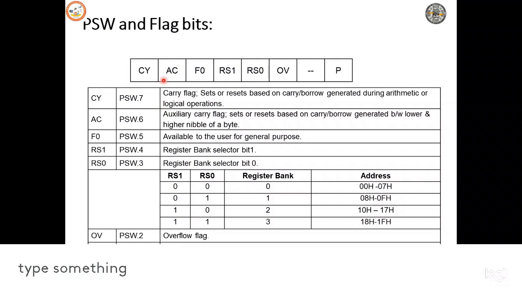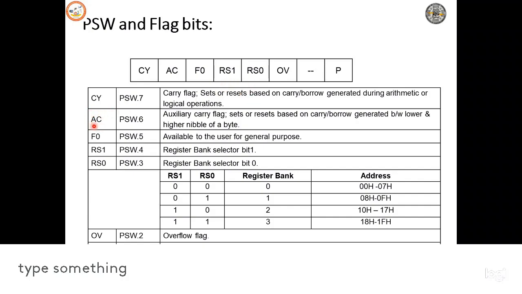When will it set and when will it reset? The carry flag sets or resets based on the carry or borrow generated during arithmetic or logical operations. So while doing an arithmetic or logical operation, whenever you get a carry out of the last bit of your addition or subtraction, we consider that the carry flag is set. If it is reset, there is no carry from the 8th bit of your addition instruction. So that we call a reset.